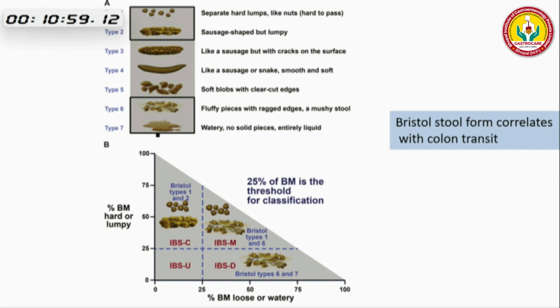This is the Bristol stool form that we commonly use to determine whether a patient is constipated or having diarrhea. So type 1 and type 2 are usually taken as constipation in the West, whereas in India, type 1 to type 3 may be taken as constipation. And it is important to note that Bristol stool forms correlate very well with the colonic transit.